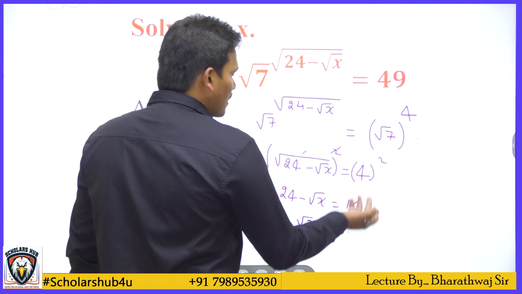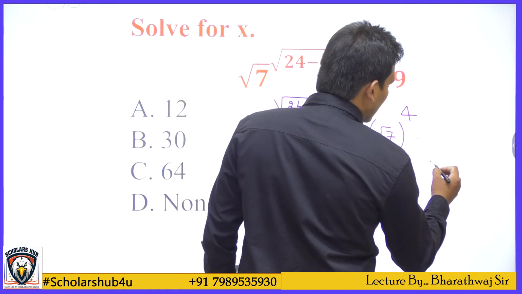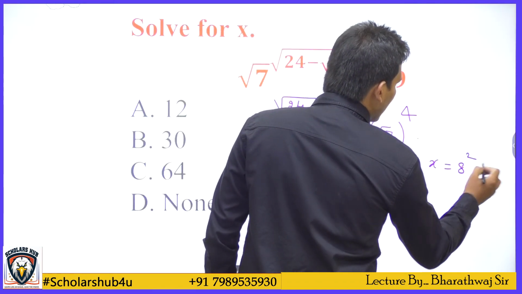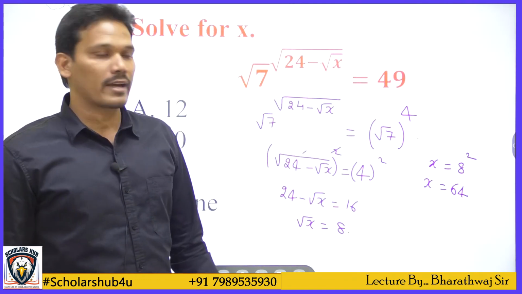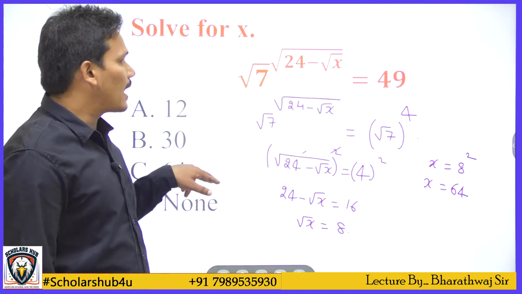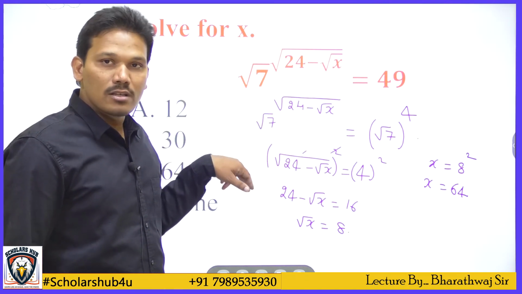Again you apply square on both sides. So if you apply square on both sides, you will get x equal to 8 square. So x is equal to 64. So option C is the right answer, that is, x equal to 64.